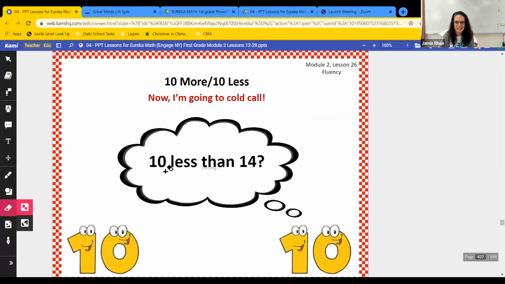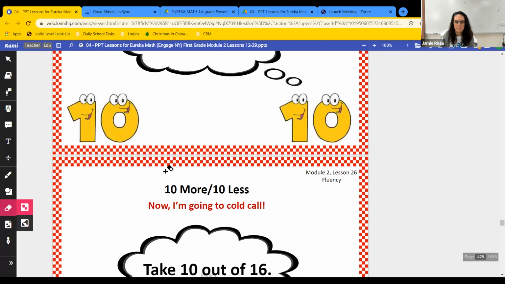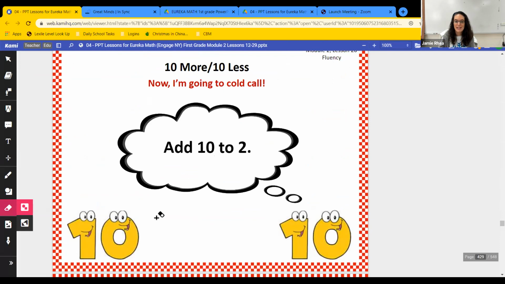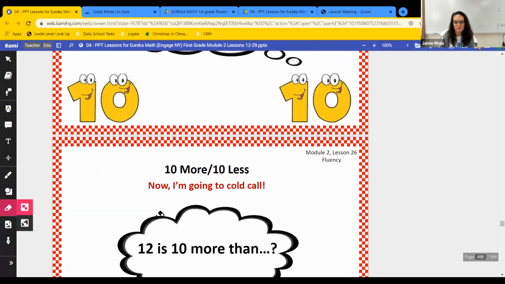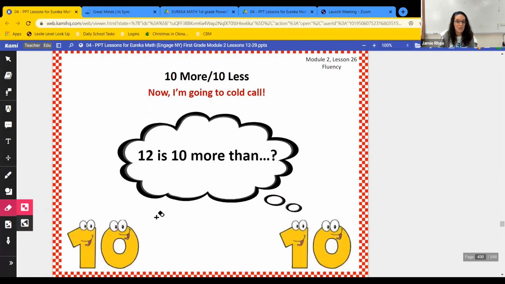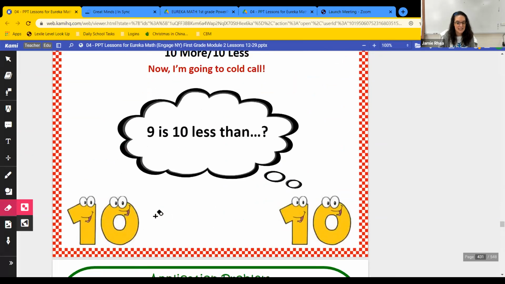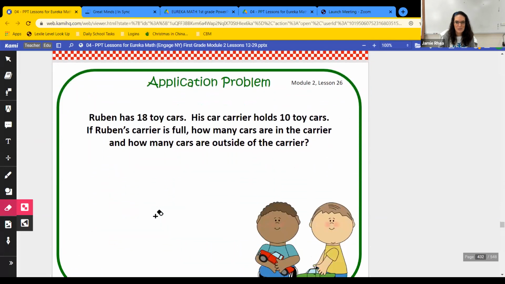All right. What's 10 more than 5? 15. 10 less than 14? 4. What if I take the 10 out of 16? It leaves me with 6. What if I add 10 to 2? 12. 12 is 10 more than 2. 9 is 10 less than 19. And there we stop.